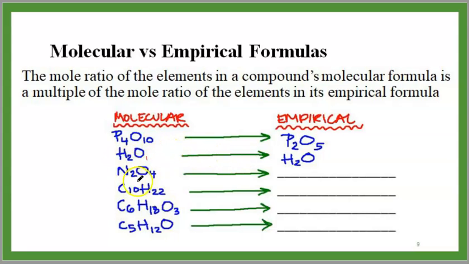So if I was looking at the next one, here's my molecular, and if I wanted the empirical formula, I would need to divide these both by 2. 2 divided by 2 is 1. 4 divided by 2 is 2. Okay, so that would give me NO2.